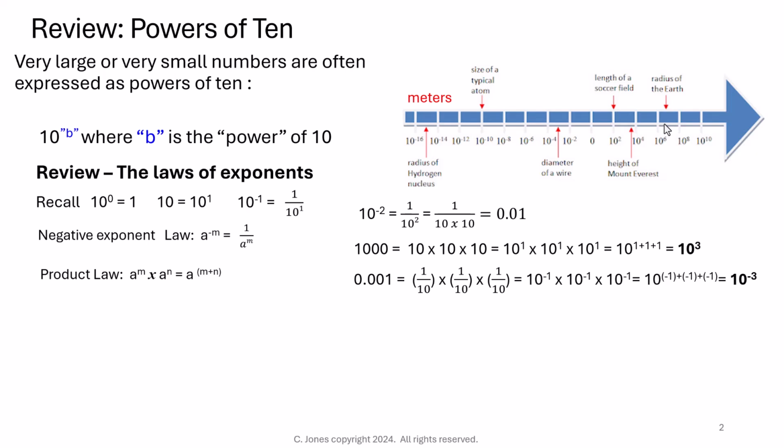0.001 is 1 over 10 times 1 over 10 times 1 over 10, or 10 to the negative 1 times 10 to the negative 1 times 10 to the negative 1, or 10 to the minus 1 plus minus 1 plus minus 1, or 10 to the negative third.